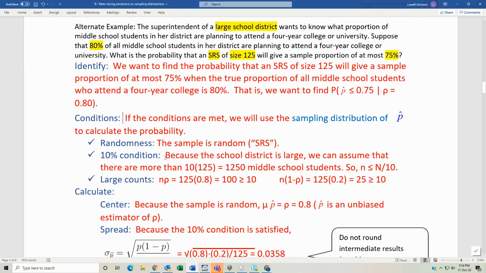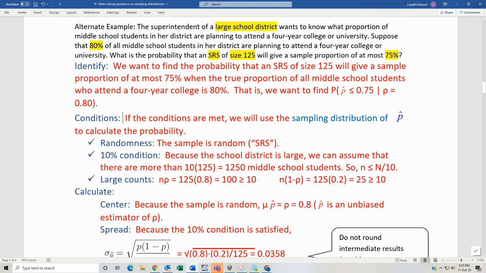10% condition. Well, we're not told the size of the population. We're not told how many middle school students are in this district, but we are told that it is a large school district. So sometimes this happens where we just have to say, it is safe to assume, because this is a large school district, we can safely assume that there are more than 1,250 middle school students.